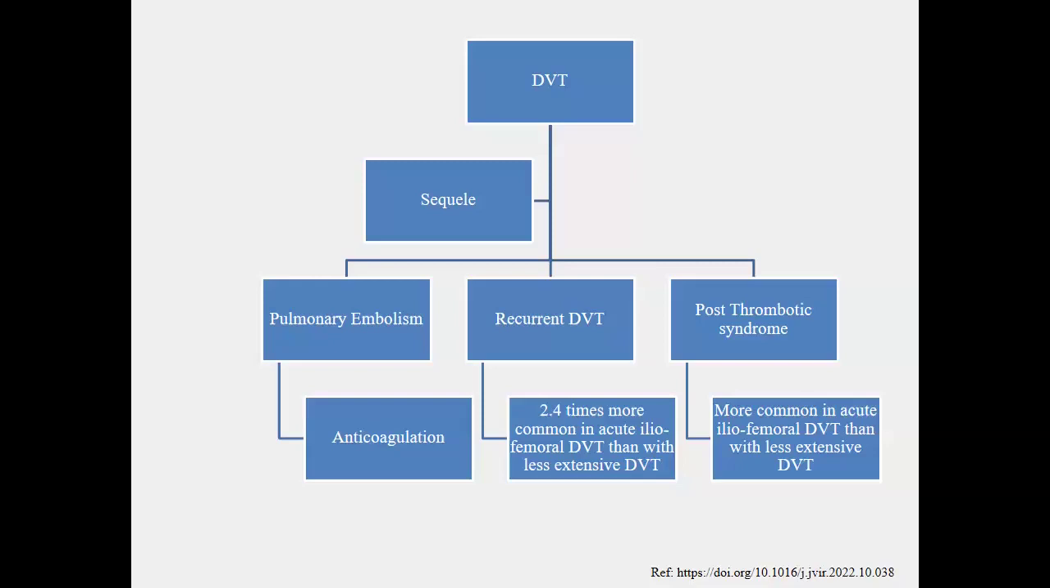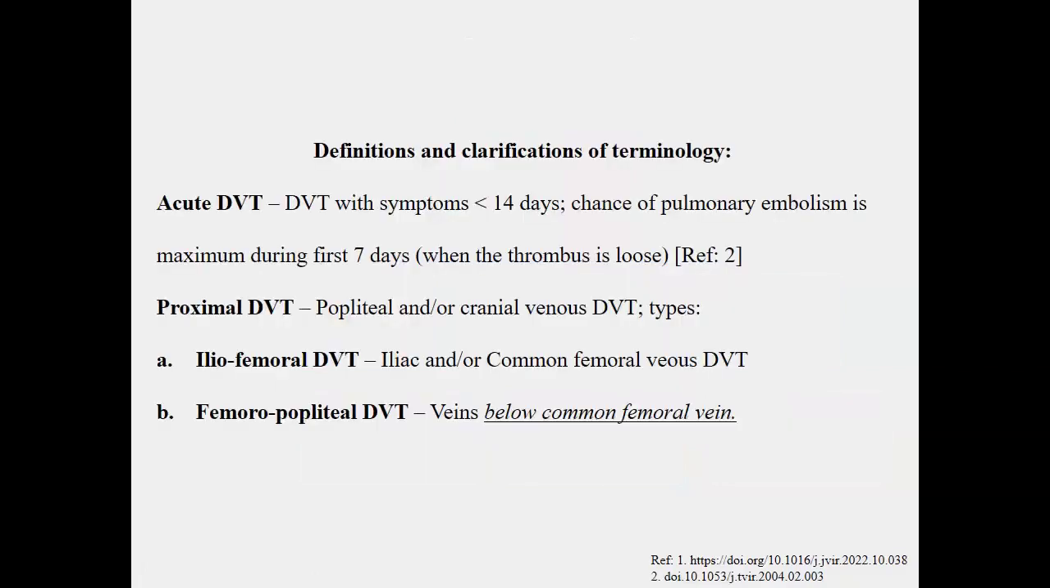To prevent pulmonary embolism, we solely rely on systemic anticoagulation. However, to prevent this post-thrombotic syndrome, there is an important role of active intervention, that means catheter-directed therapies. Well, just quickly, we'll be going through a few definitions that we'll be encountering in our next 10 minutes.